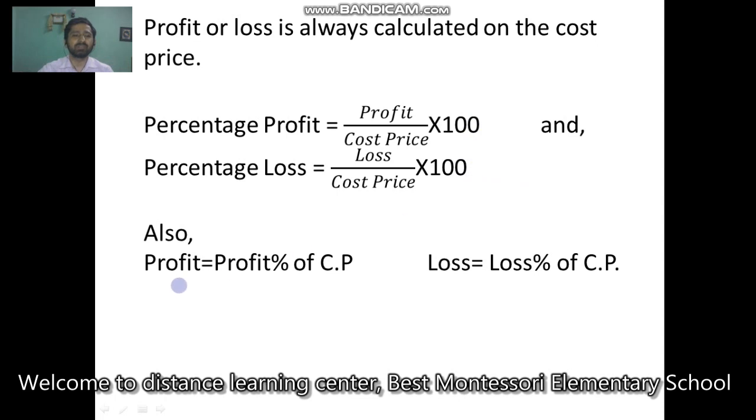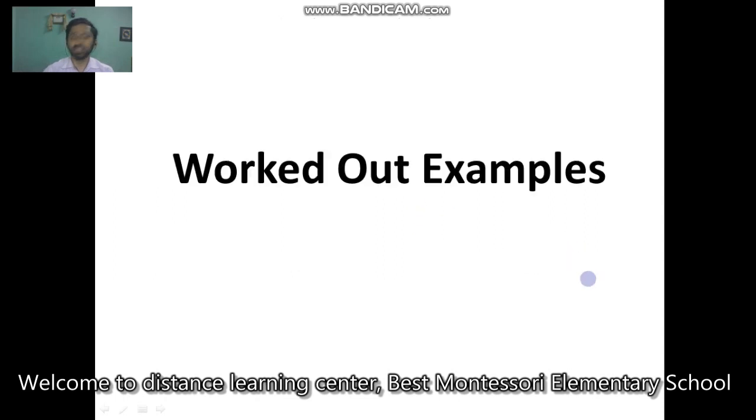Now we also have to know the fact that to find a profit, we must take profit percent of CP. Why? Profit is calculated on the basis of cost price. Loss is also calculated on the basis of cost price. That is, loss equals loss percentage of cost price. Now let's move to some worked examples.